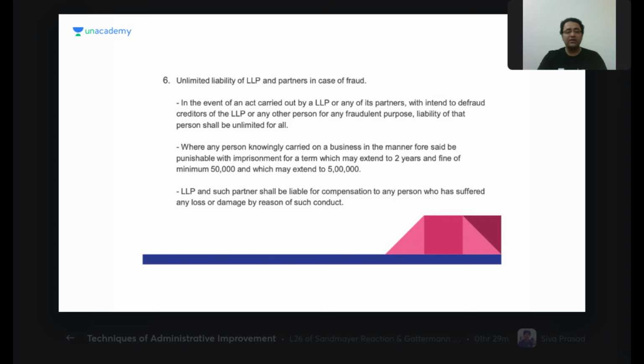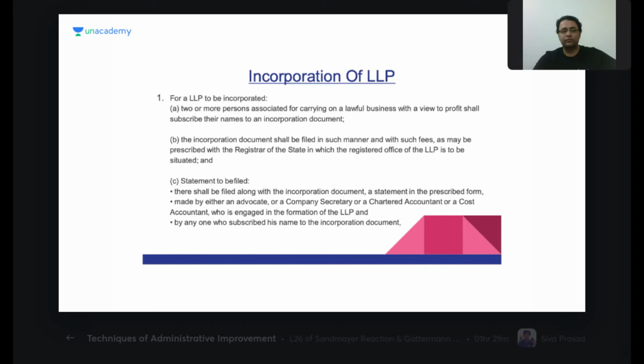The LLP and such partner shall be liable for compensation to any person who has suffered loss or damage by reason of such conduct. Again, if there is any fraud that is conducted and any person relying on such fraud has incurred any loss, in that case, the partners and the LLP will be liable to him, and the partners will be liable to an unlimited extent. I hope all this is clear.